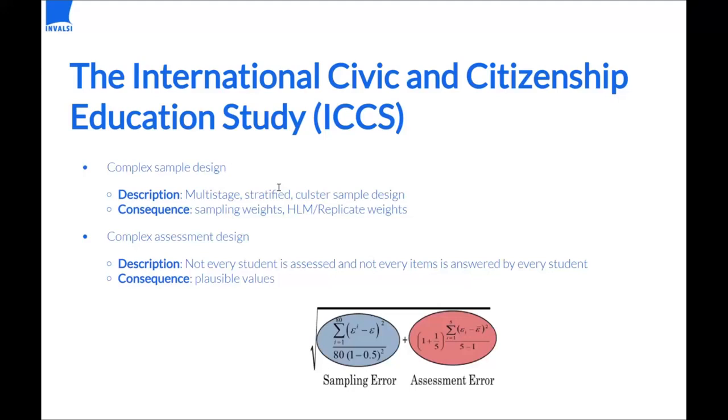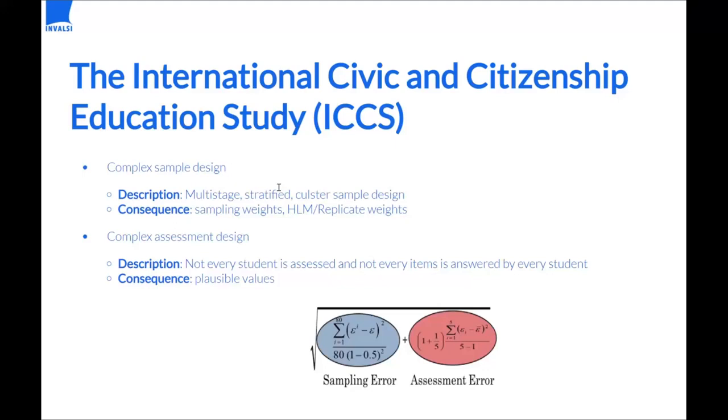For the complex assessment design, what they mean is that not every student is assessed and not every item is answered by every student that is chosen. So you have a sample of students, which we already said, but then you have a sample of items, which means that when you want to evaluate civic knowledge, the test would be so long that one single student would take around 12 hours to answer it non-stop.